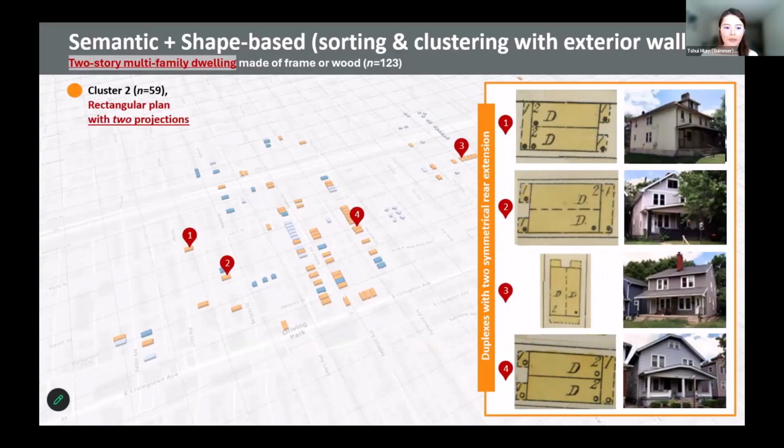Next, please. And then for cluster two, the buildings from this cluster are made up of rectangular plans with two projections. This is pretty consistent in terms of their building footprints and how they look three-dimensionally, and it's just the difference in their roof geometry. So this is something that we can easily play around with the parameters in our parametric templates eventually. Next, please.